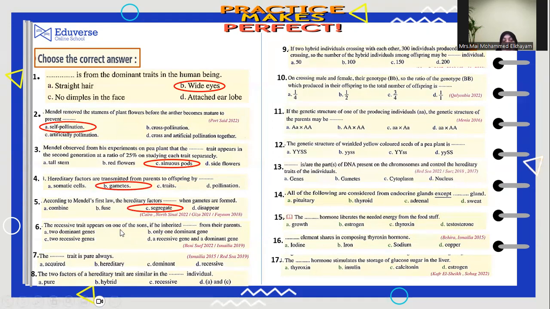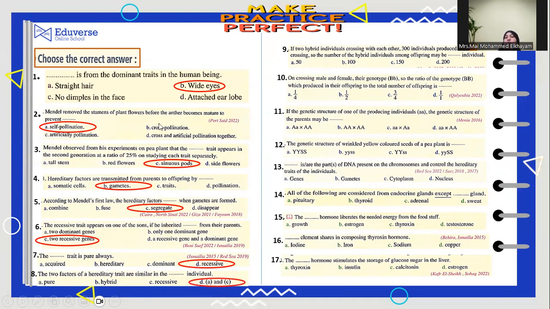The recessive trait appears on one of the sons if he inherited what from their parents? How will the recessive trait appear? Only when he receives one recessive gene from the father side and another recessive gene from the mother side. So 2 recessive genes. What trait is always pure? For sure, the recessive trait, because if it is not pure, it will not be expressed. The 2 factors of hereditary trait are similar in pure or hybrid or recessive. Actually, it is impure and recessive, so it is A and C.